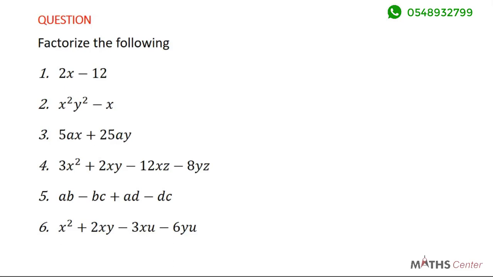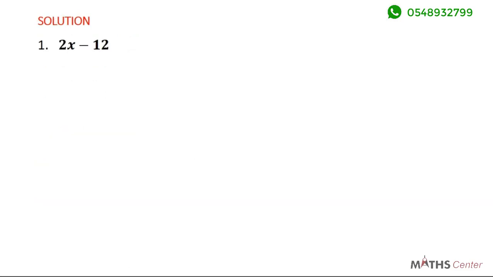So you are being told to factorize the following. You have been given from question 1 up to question 6. So let's begin by solving question 1. Now the main thing that you have to take note of when it comes to factorization is that we use brackets a lot. So you are being told to factorize 2x minus 12. The first step that you have to do is to put the expression in the bracket.